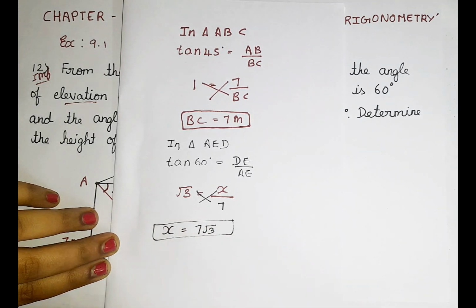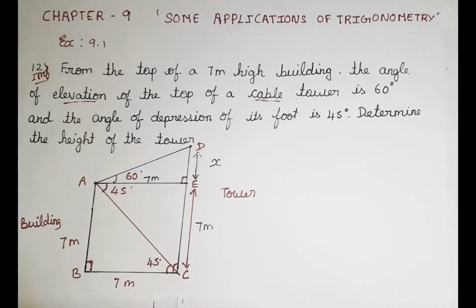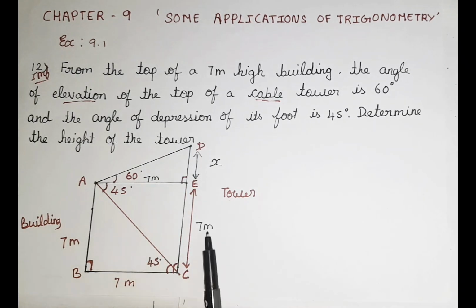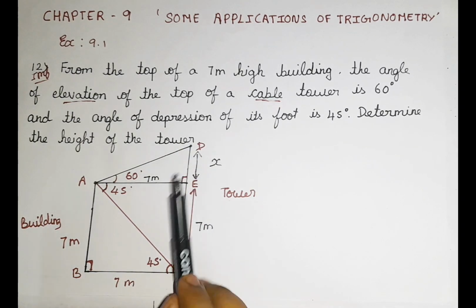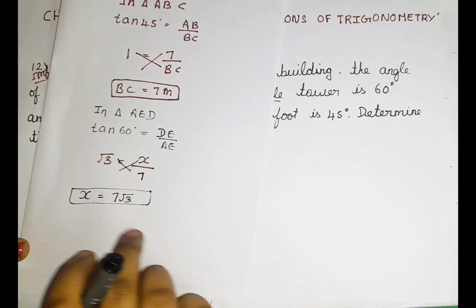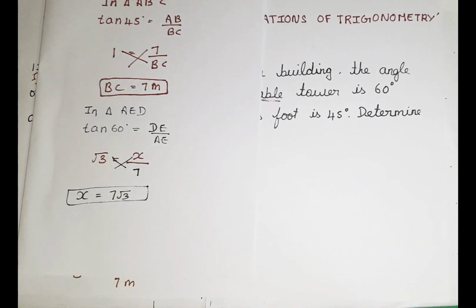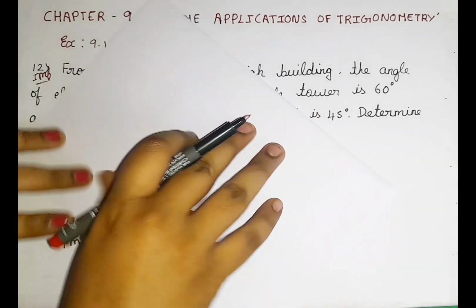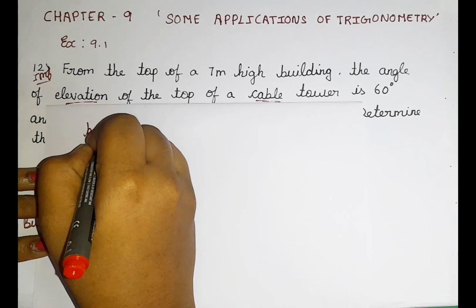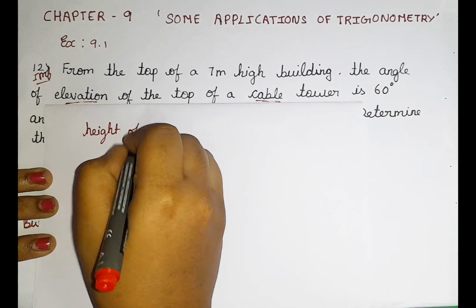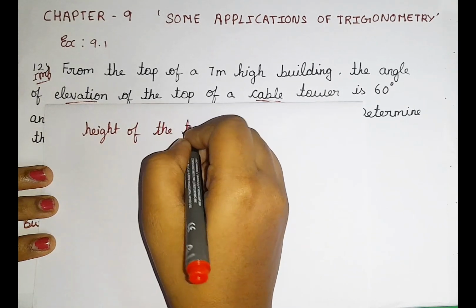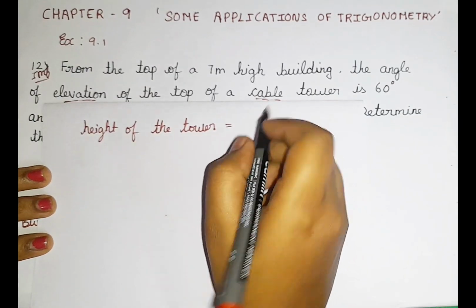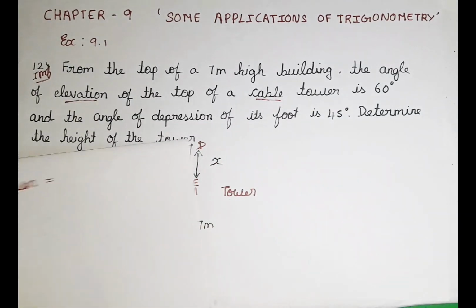Since we got X as 7 root 3, what are we supposed to find? We are supposed to find the height of the tower. This is the entire tower. We know the EC value, that is 7, but the X value we didn't know. Now finally we got the X value as 7 root 3. Now we can find the height of the tower. Let's write, height of the tower is equal to the entire height, DC.